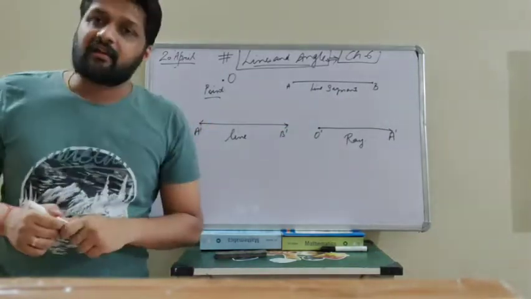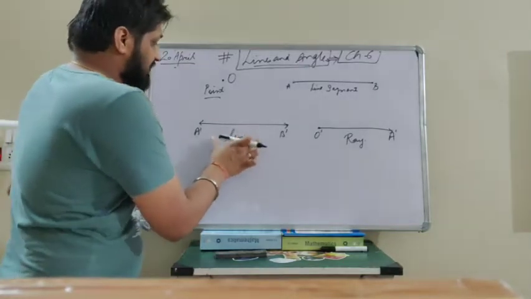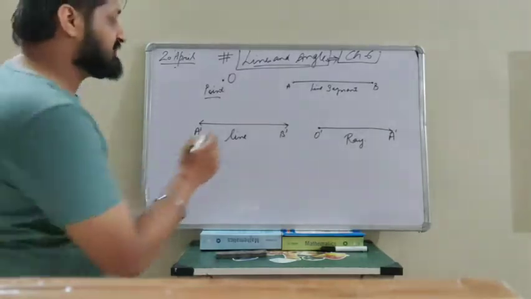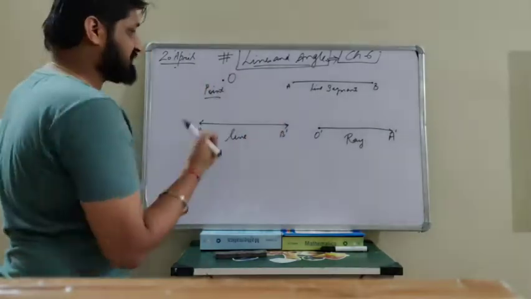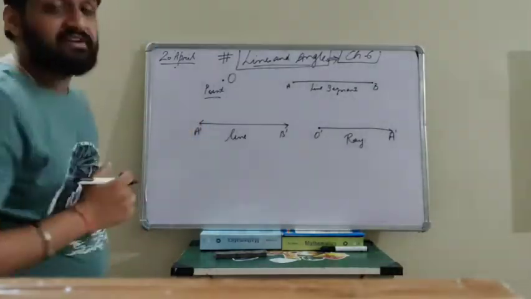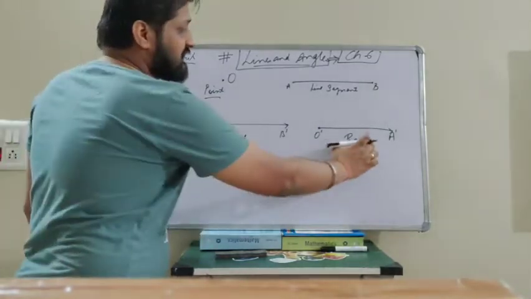Now let's come to the line. Line is basically, you can say that it does not have endpoints. Line does not have the endpoints and it can extend in both directions, from this direction as well as from this direction. Here you can say that A dash B dash is the line, and this is the ray.